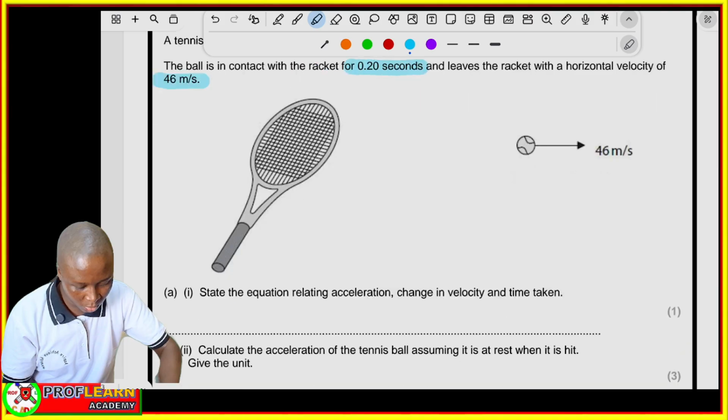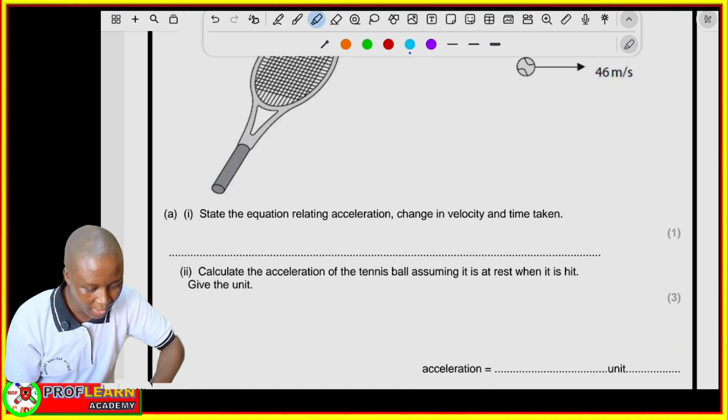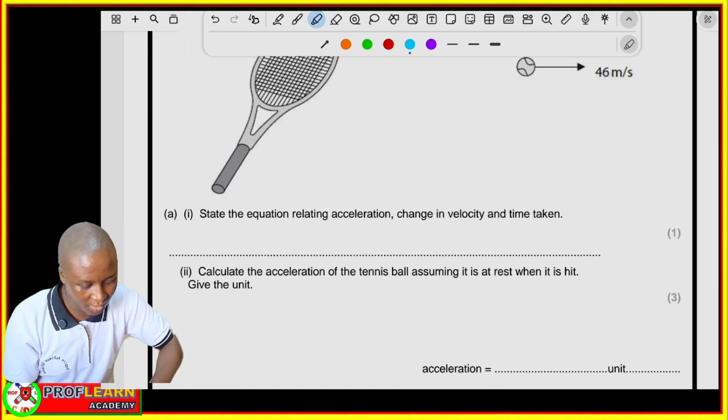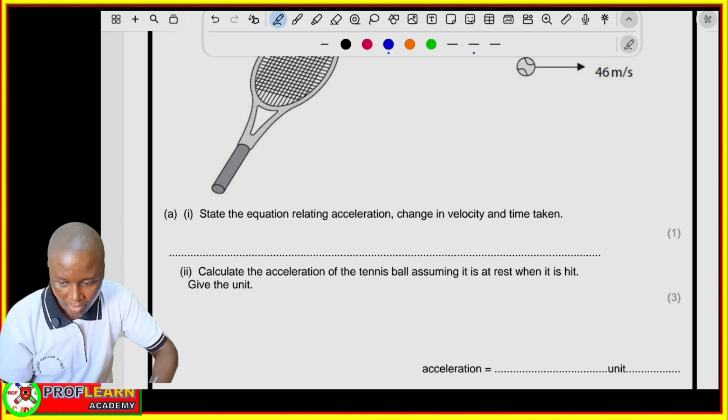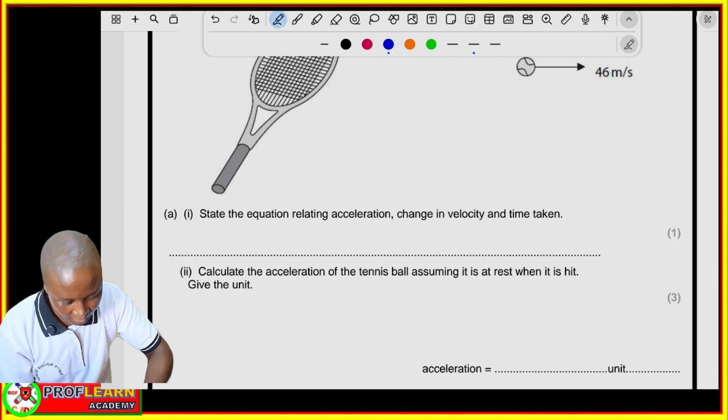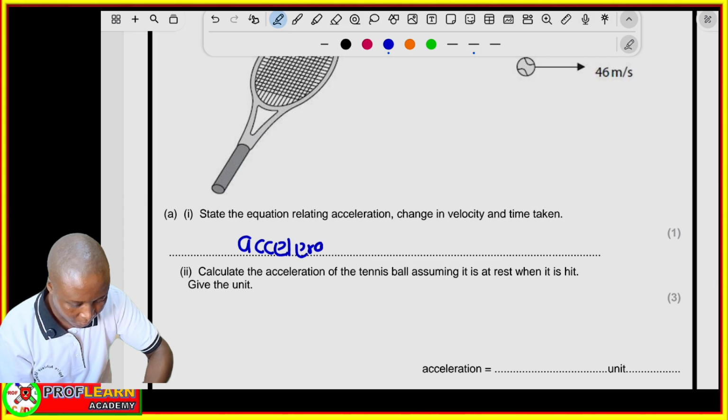So the question relating momentum, mass, and velocity. We're going to say momentum is equal to mass times velocity. And from page 2 of this worksheet, you can see I've already given you the relation between momentum, mass, and velocity. It's well indicated here.